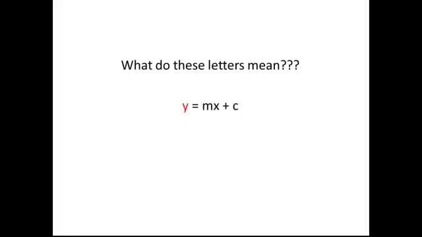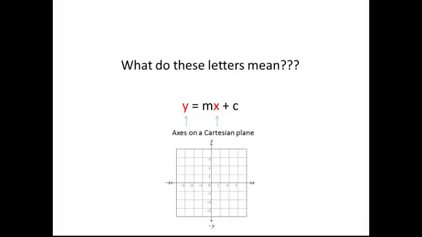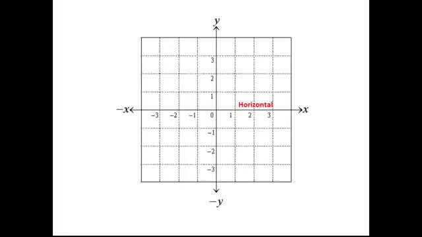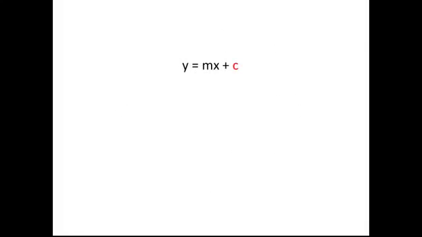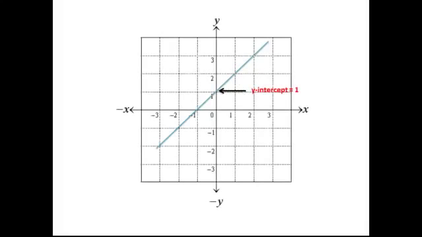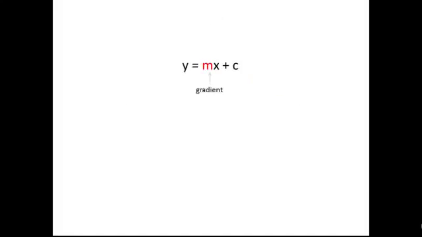The y and the x refer to the two axes on a Cartesian plane, where the x is the horizontal axis and the y is the vertical axis. The c refers to the y-intercept. This is where a line crosses the y-axis. The m refers to gradient. Gradient is the same as slope.